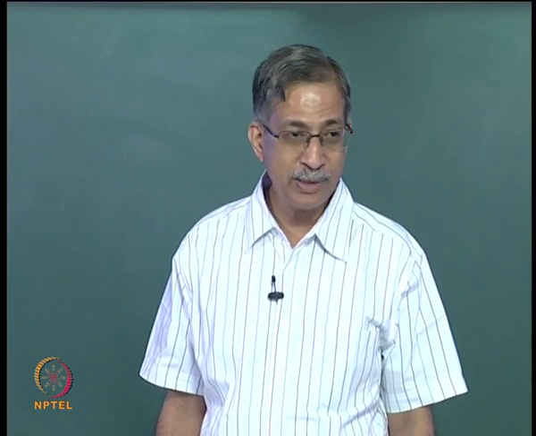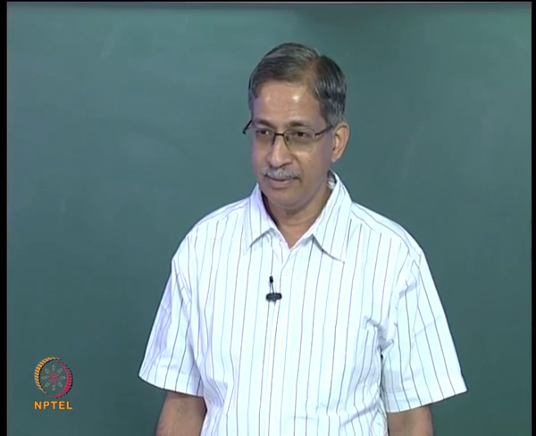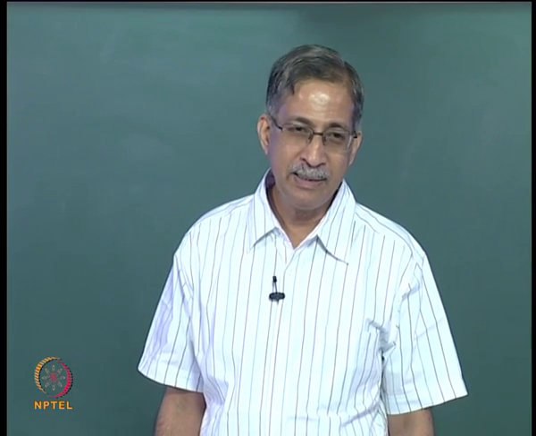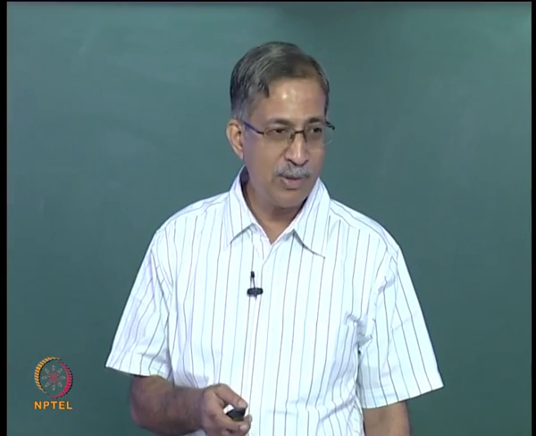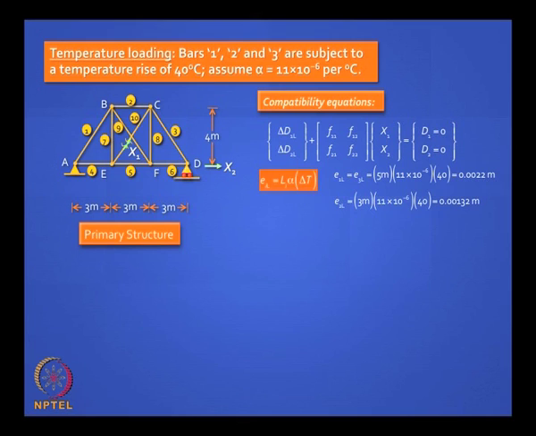You can invoke the unit load method, isn't it? If you want to find delta D1L, what should you do? You apply F1 equal to 1, so you do that. But first, in your primary structure, if bars 1, 2 and 3 elongate, you have to find out those elongations, which is nothing but L alpha into delta T, that is a straightforward calculation, right. If your alpha is this and your delta T is 40 degrees and your L is this, you can figure out what is E1L, E2L and E3L, that is straightforward.